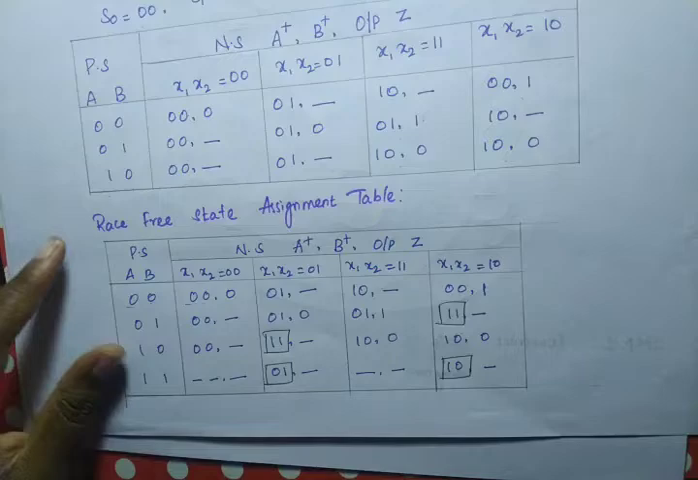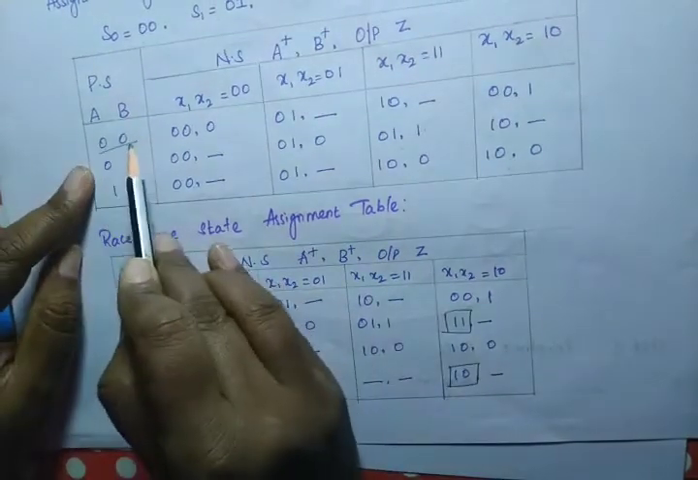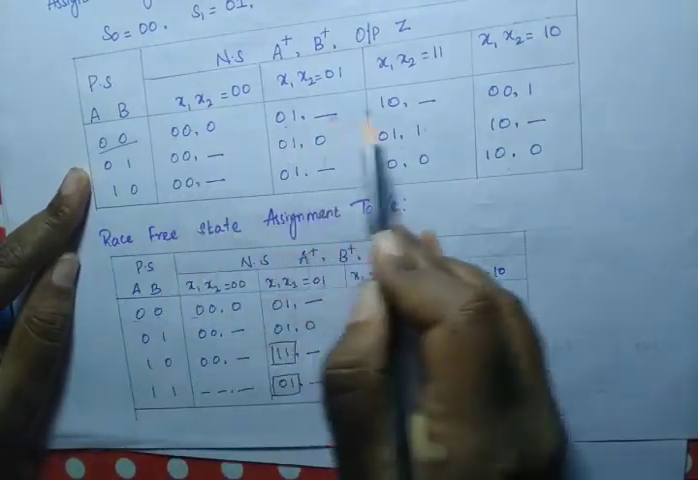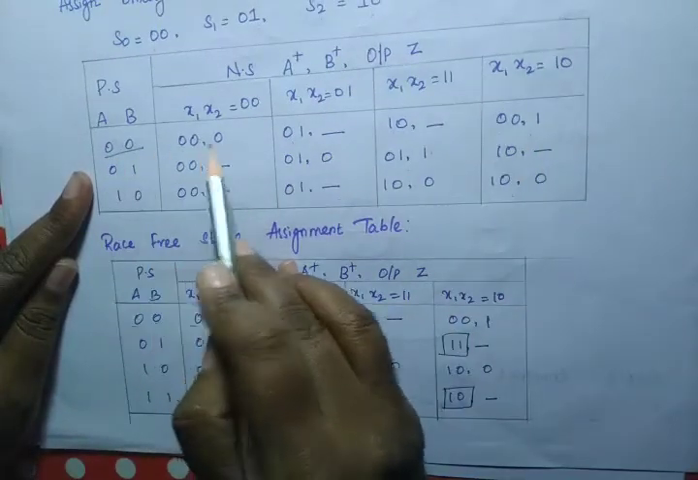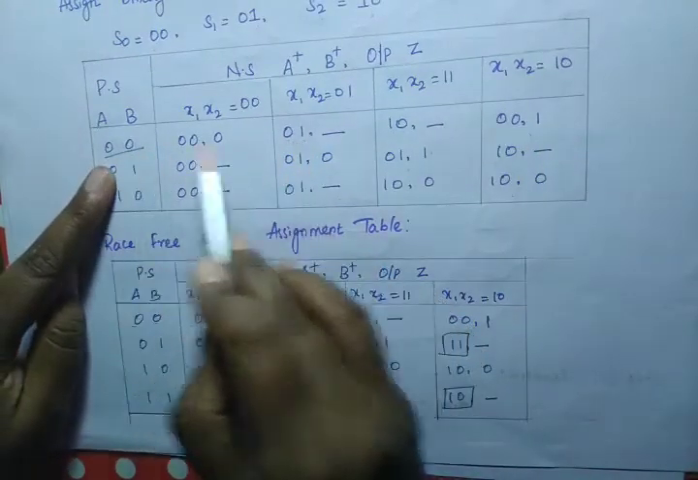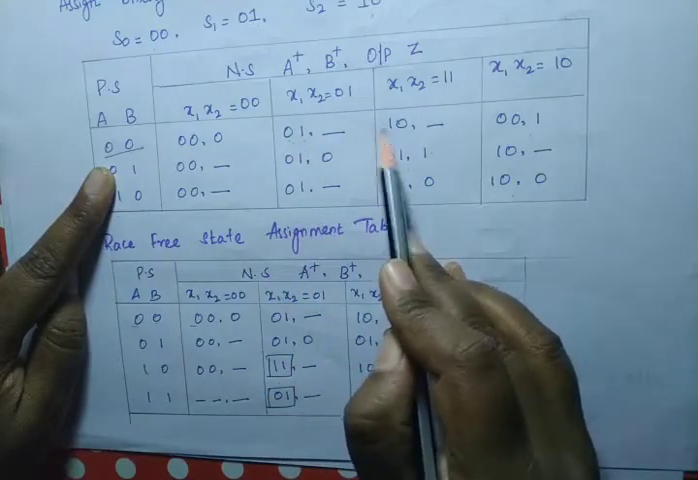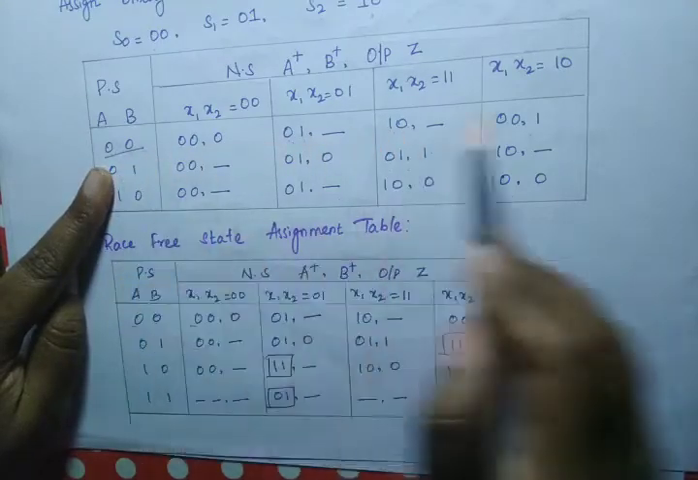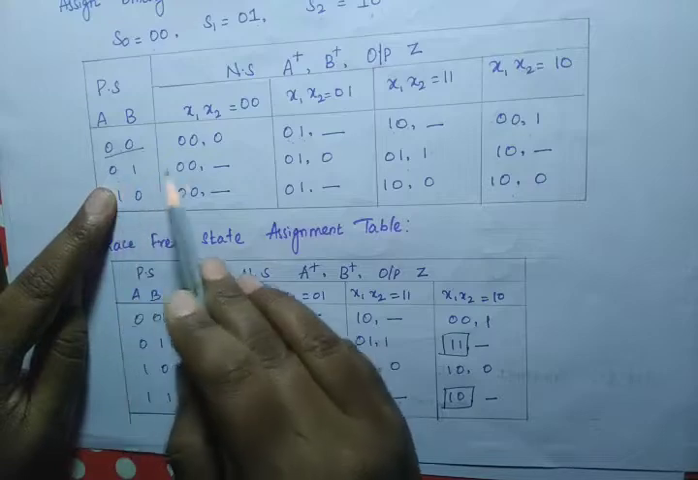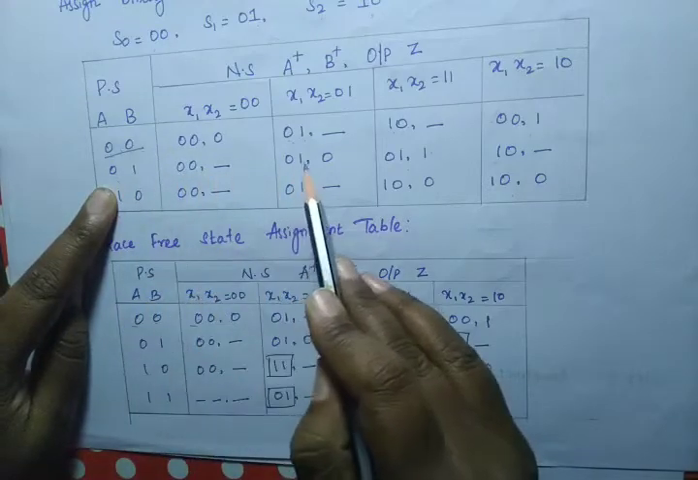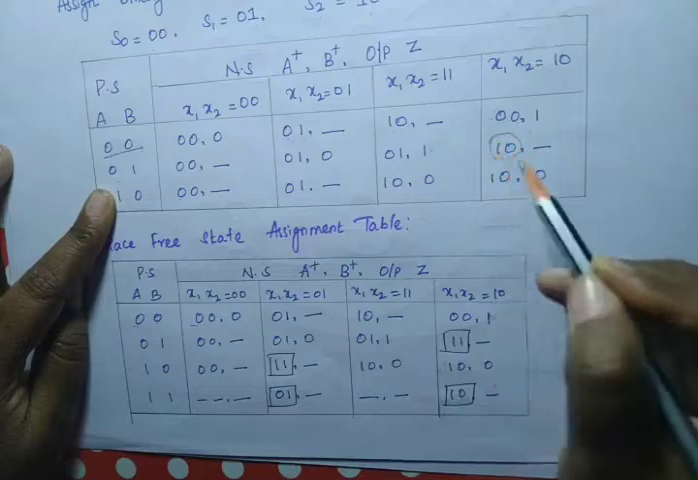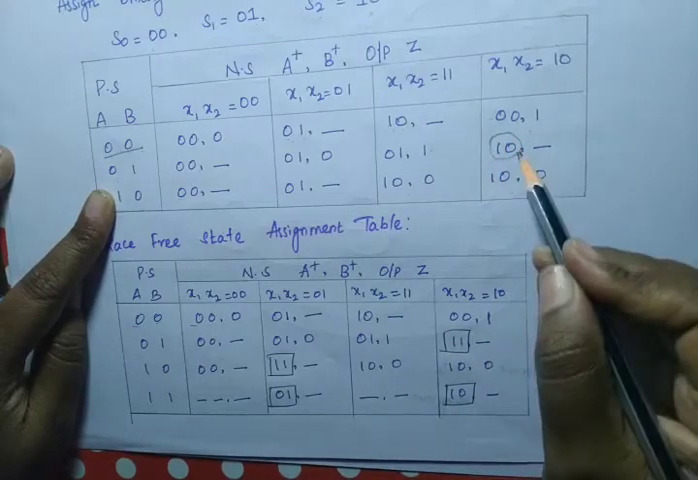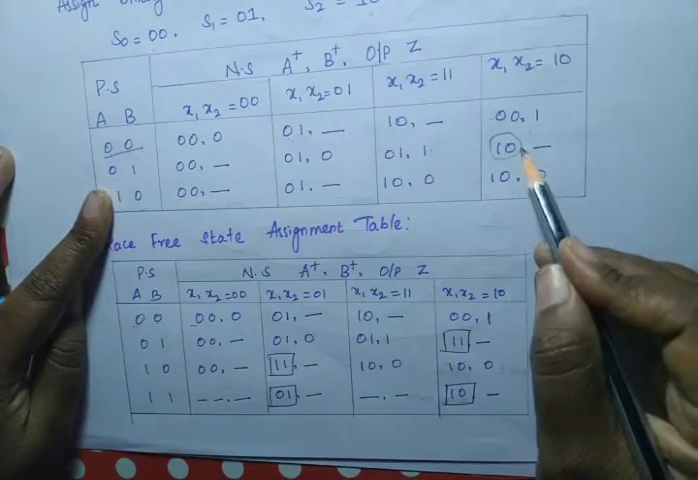Now listen here. Here the present state is 00. For the next state we must have only one bit change. See here, 00, 00, 01. So only one bit has changed. Similarly 01, 10, 00, 00. Now check this, 01, 00, 01, 01, 10. Here 2 bits are changed. 2 bits are changed. So if we get changes like this, then the race condition will occur.